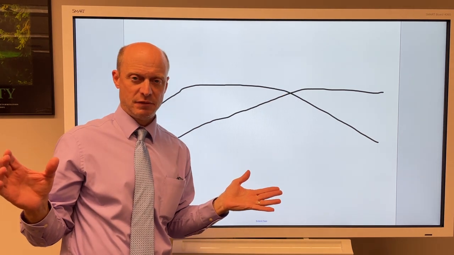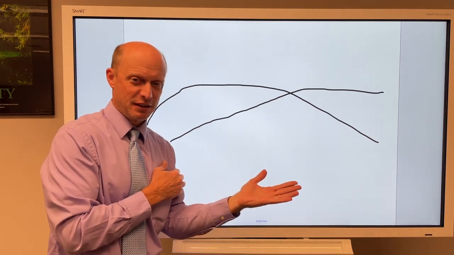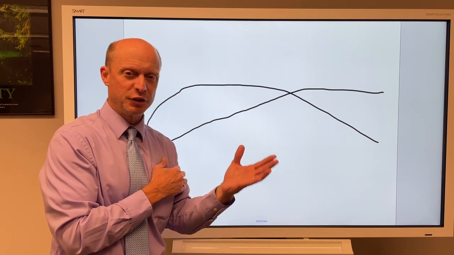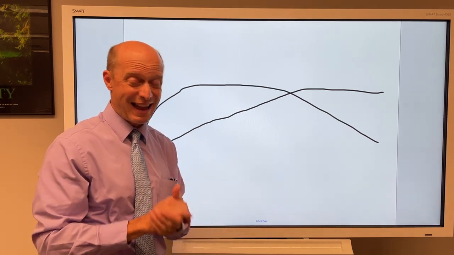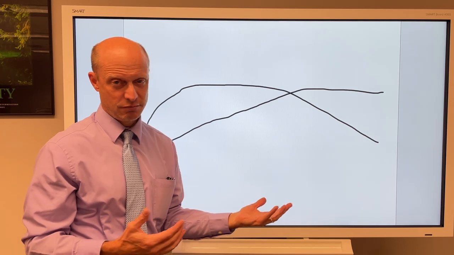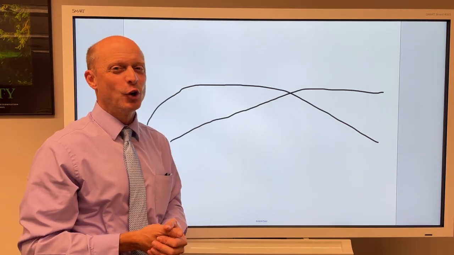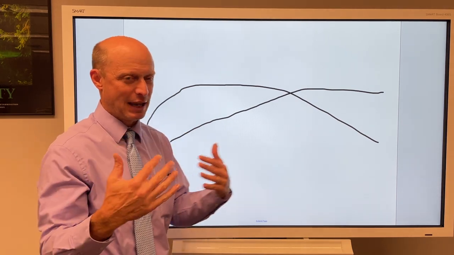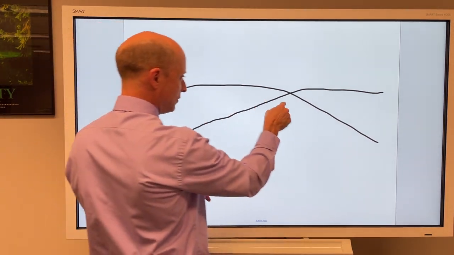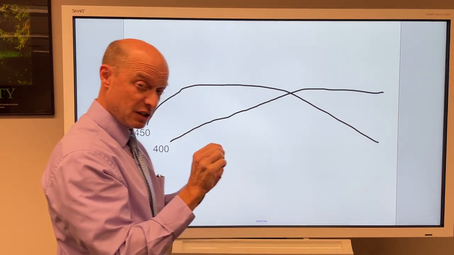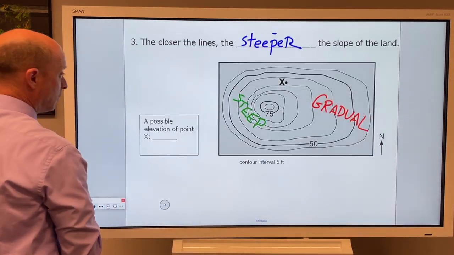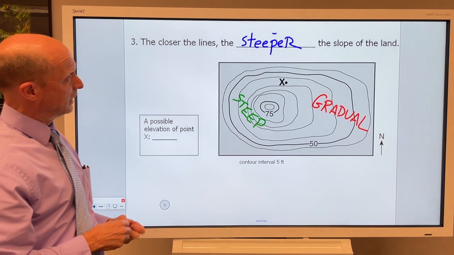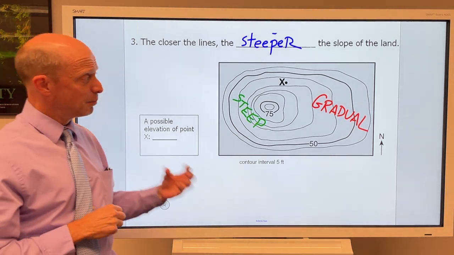If you ask a kid in class, how old are you? You can't say, I'm 14 years old and 16 years old. Can't be, right? You can't weigh 152 pounds and 177 pounds at the same time. Can't be. So they cannot do this. They can't cross. They can get really close to each other when it's really steep, but they can't touch or cross. So another rule here is the closer the lines, the steeper the slope of the land.